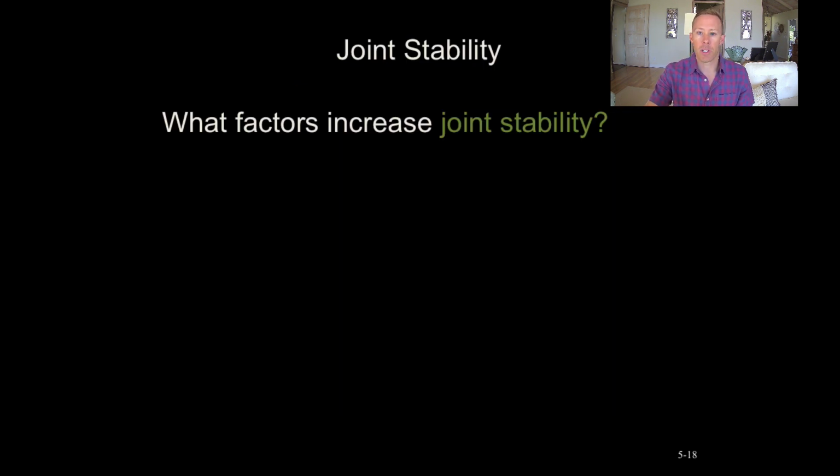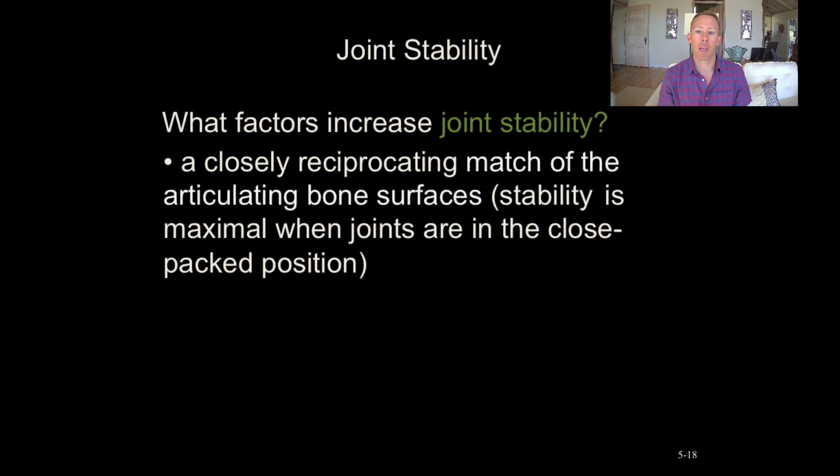What factors increase joint stability? Well, things that reciprocate. If we have two bones that match well together, then we have a lot of stability. Let's think about a couple of joints, how about our two ball and sockets? If you think about those two, which one do you think has more stability, the hip or the shoulder? Well, if you think about it just based on this definition, the hip. If you visualize the anatomy of the hip, it's a very deep socket. The bones fit together very well, and so you gain a lot of stability because of how well the femoral head sits in the acetabulum.